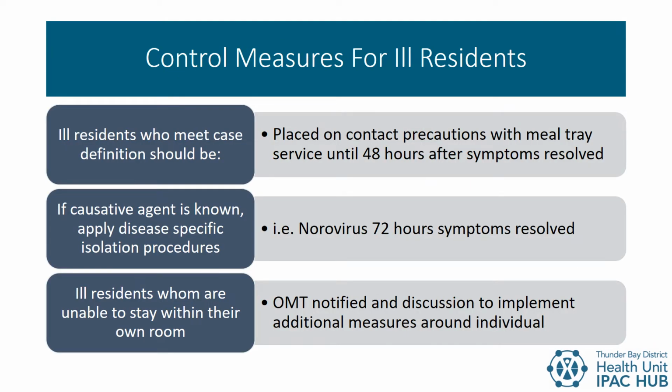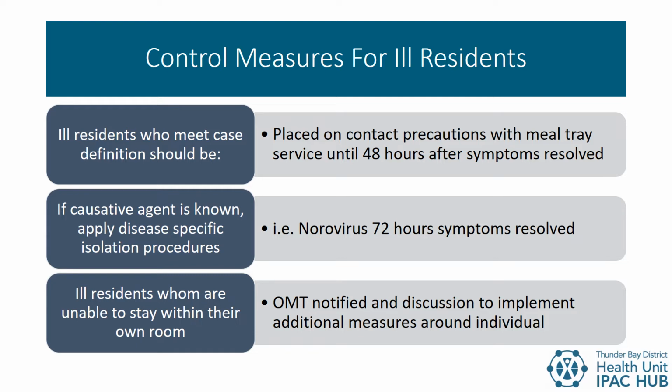Control measures for ill residents. Ill residents who are line listed in an enteric outbreak must minimally be placed on contact precautions within their room until 48 hours after their symptoms are resolved. However, if the outbreak is confirmed to be norovirus, then the cases must be isolated for 72 hours instead of the 48. Droplet precautions, which includes masking and the use of eye protection, may also be needed depending on their symptoms. For example, if they're vomiting.